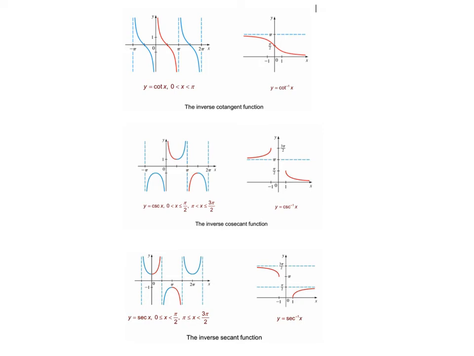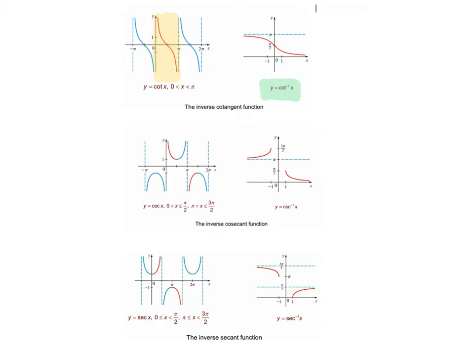We're going to look at the inverse of cotangent, cosecant, and secant. So like tangent, the arc cotangent is limited between 0 and pi, and so then we have our function for arc cotangent here.